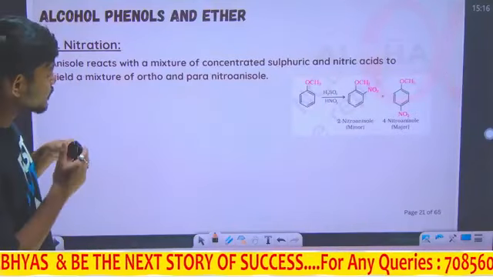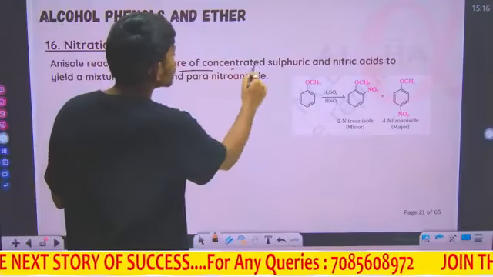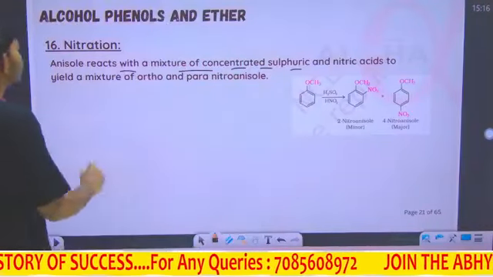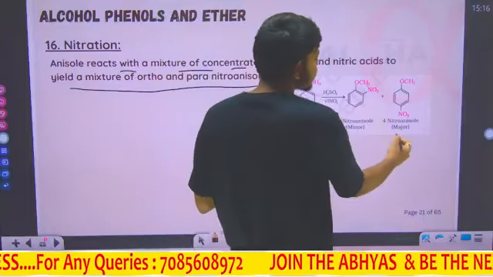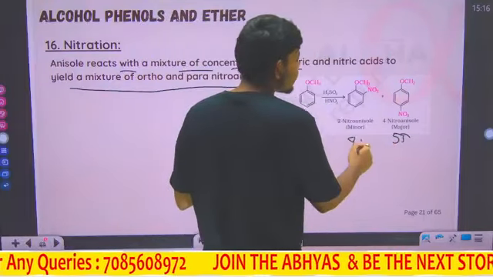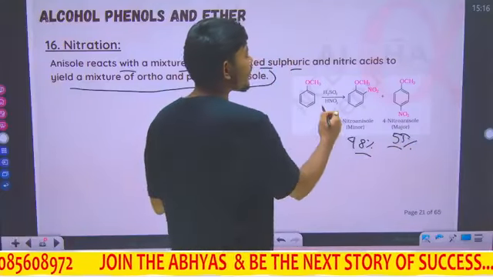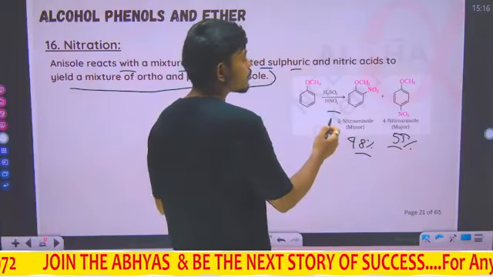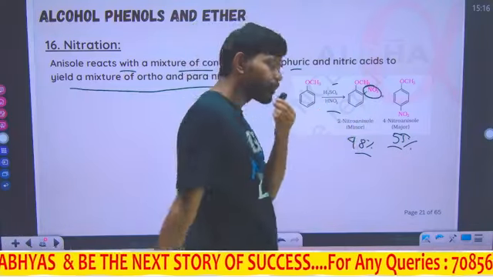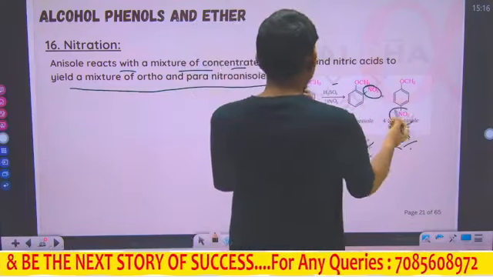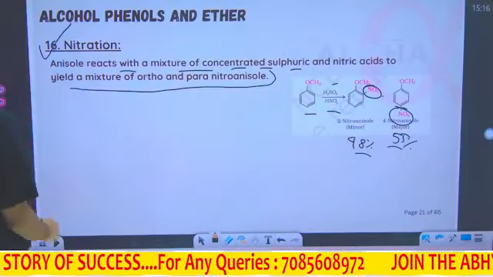Moving on, we have nitration. Very basic. This is your anisole. Anisole reacts with a mixture of concentrated sulfuric acid and nitric acid to yield a mixture of ortho and para nitroanisole. Suppose major means 55%, minor means 45%. In that sense, we are saying minor and major. So when you react it with H2SO4 and HNO3, you get the NO2 group attached to the benzene ring at ortho position as well as para position. The nitration is done.